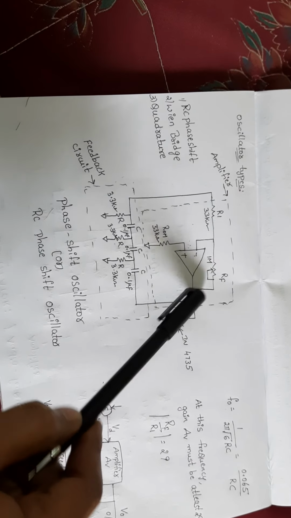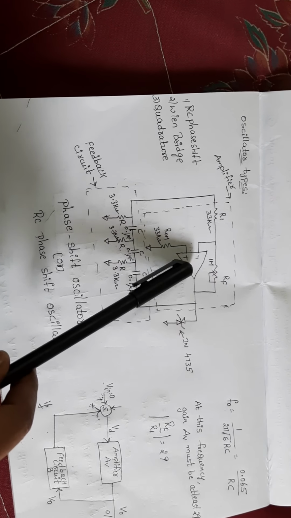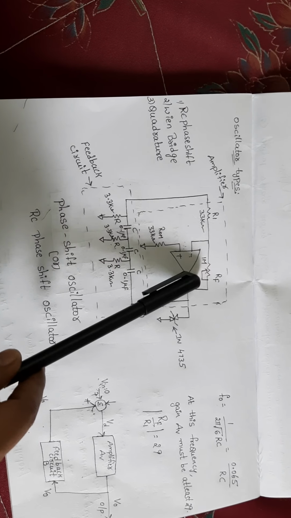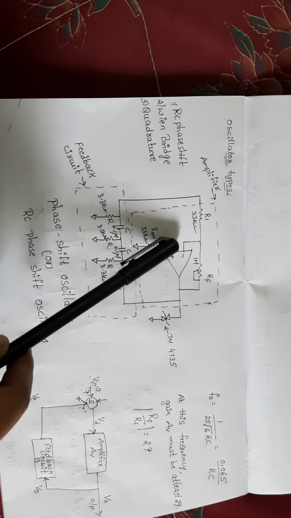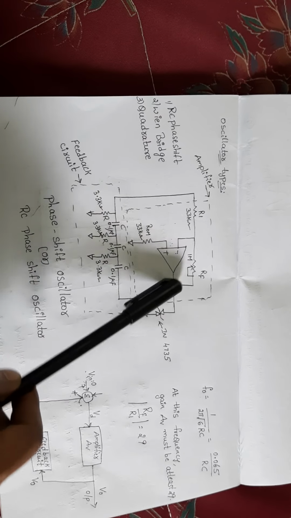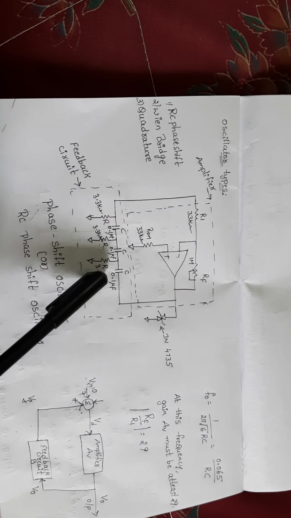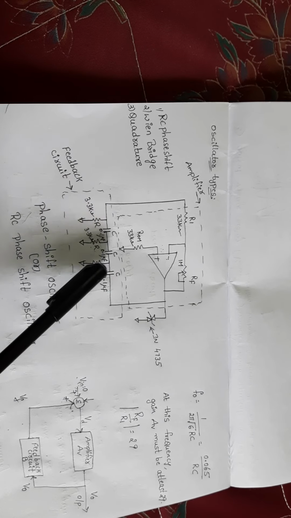It consists of an op-amp. This is the amplifier stage and this is the feedback circuit stage. The amplifying stage has the amplifier, and the inverting terminal is connected with the feedback resistor. So overall, we can say this amplifier part is an inverting amplifier. The feedback circuit consists of 3 RC networks: RC, RC and RC.